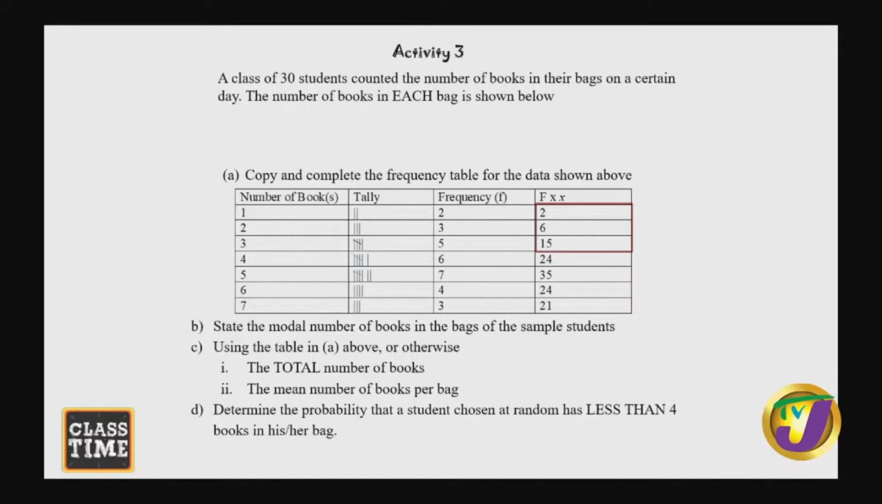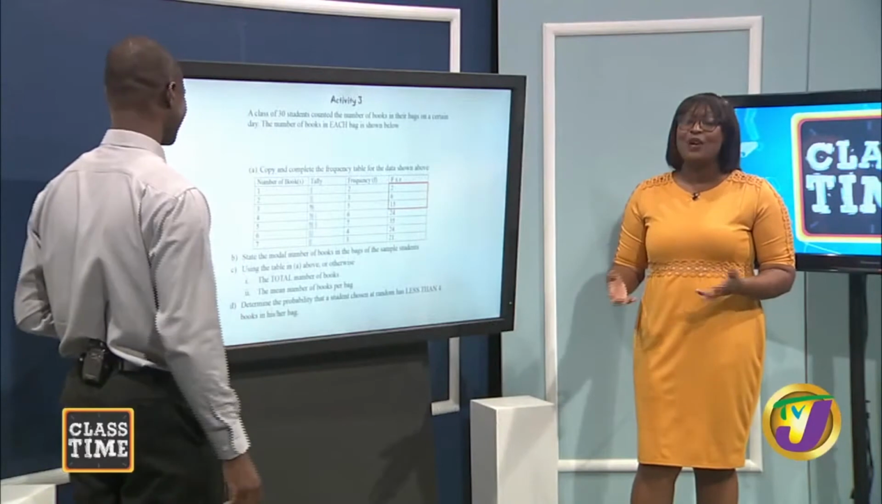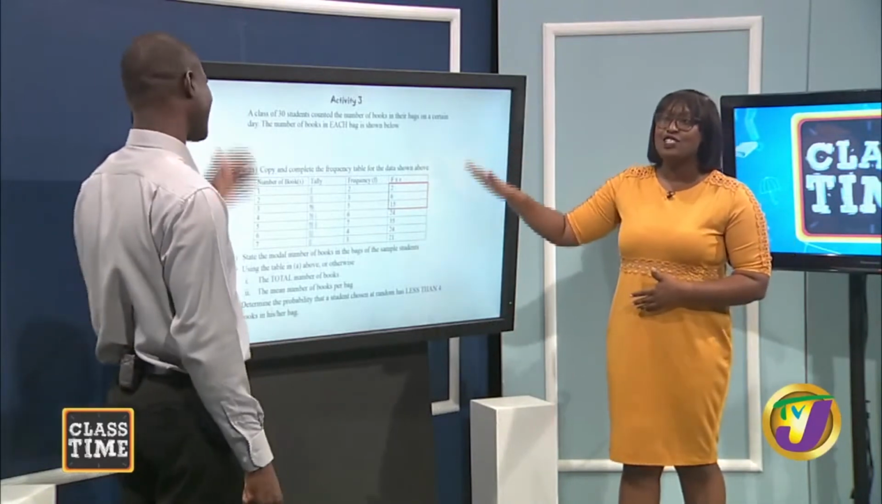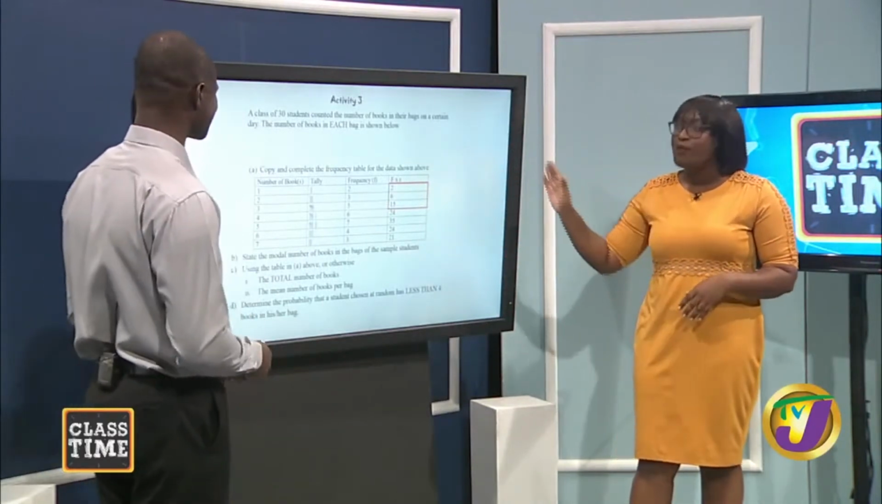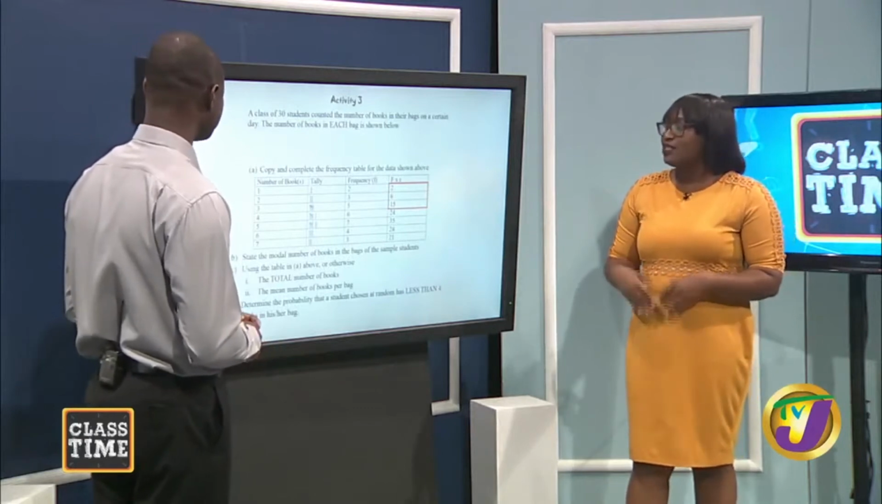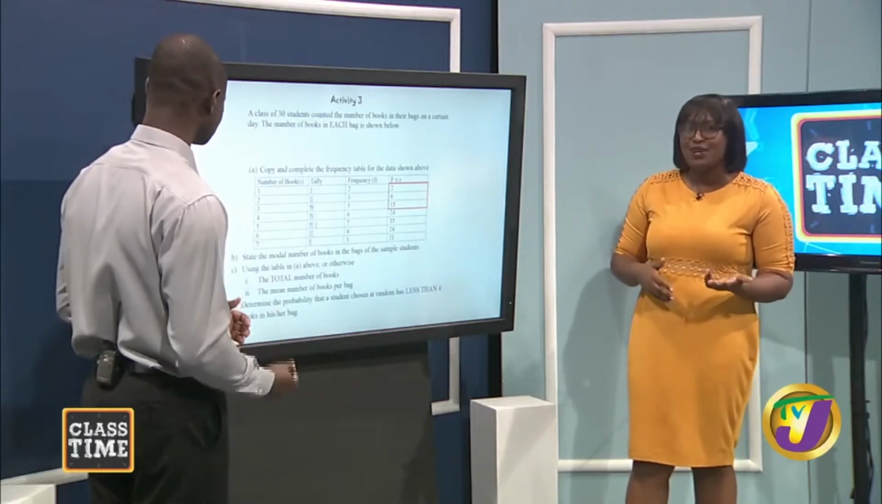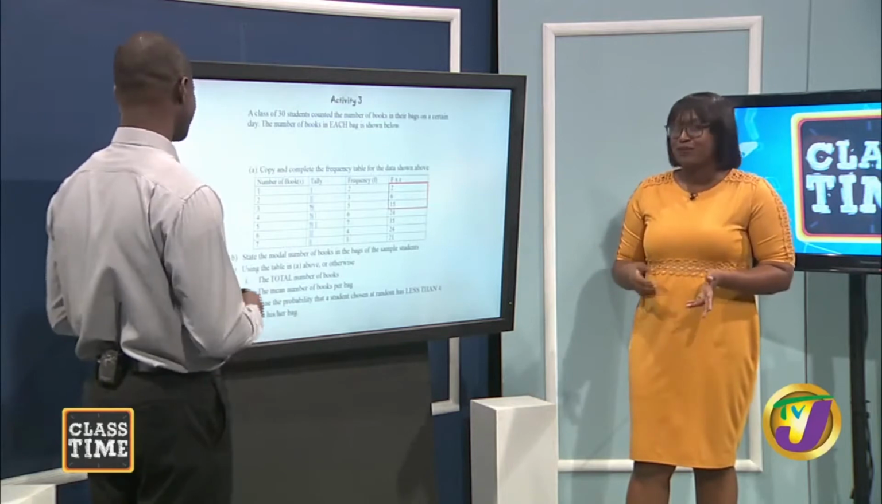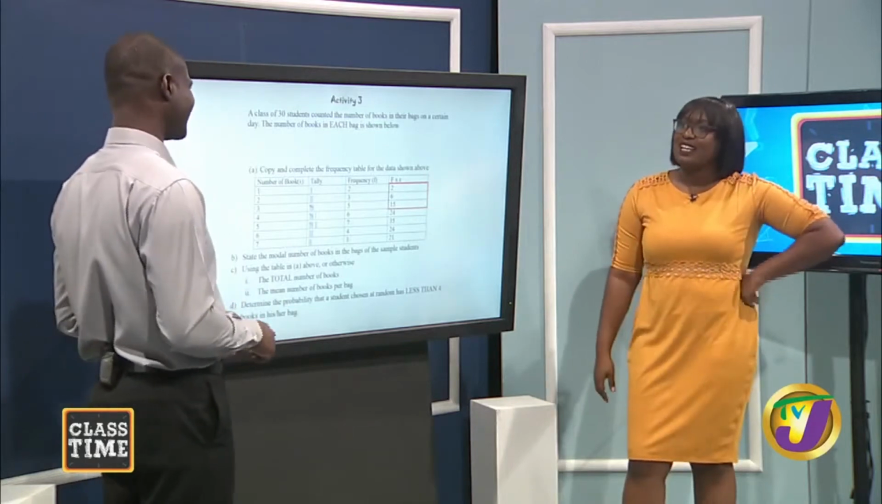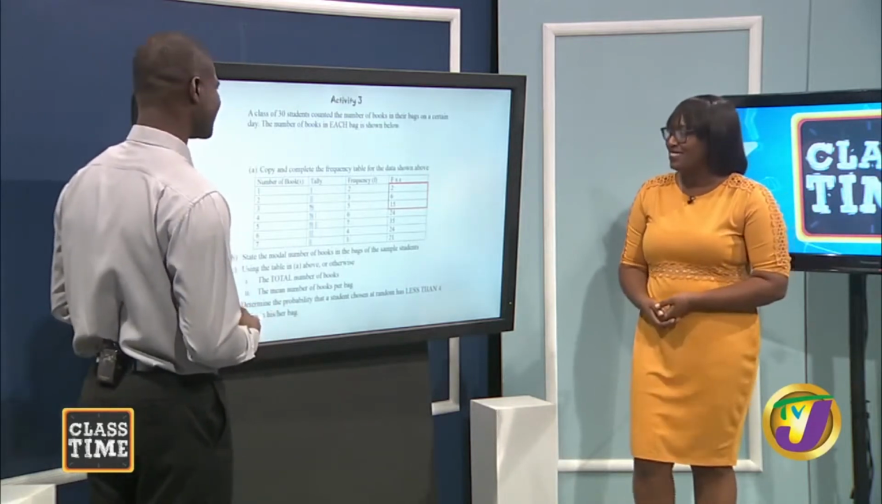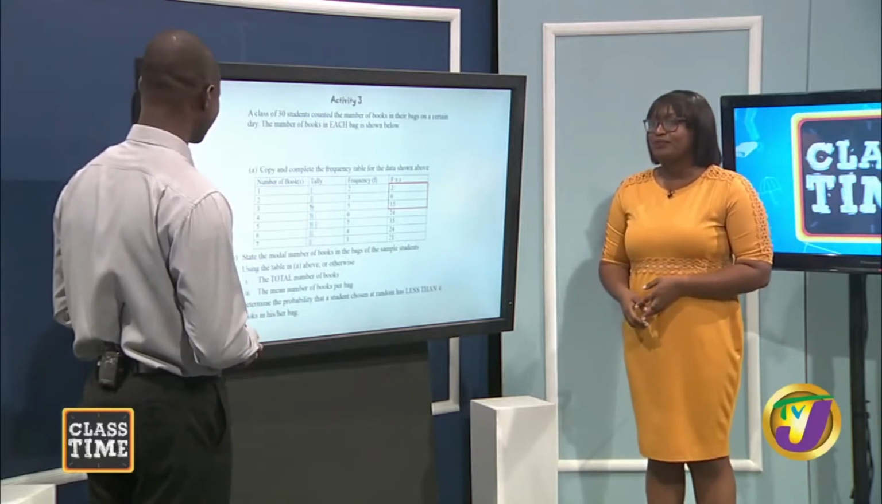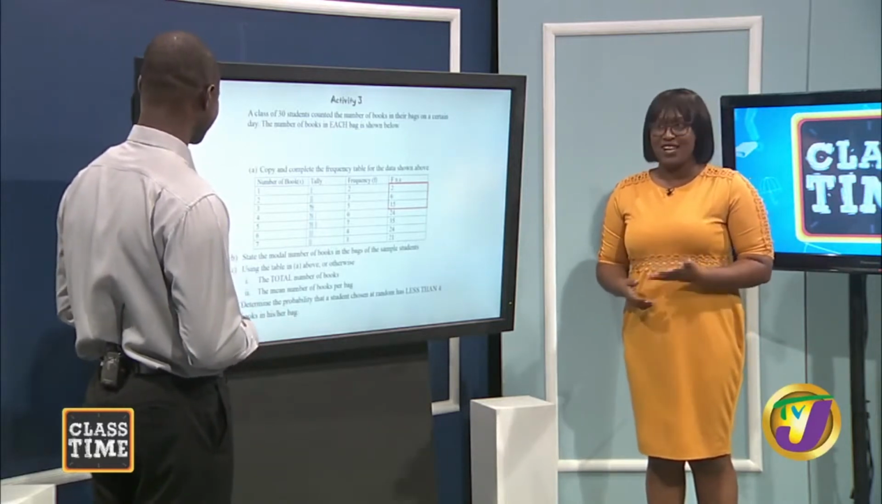Now, the total number of books, what would we have to do now? Are we finished there? Just leave it there? Well, we haven't found the total as yet. So, having done F multiply X, we still need to summate this column. So we need to sum all of those numbers. So it's 2 plus 6 plus 15 plus 24 plus 35 plus 24 plus 21. Oh gosh, Mr. Price. That's a lot. 127. Oh, wow. Mr. Price is very fast with the math.